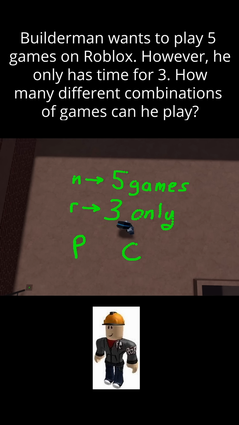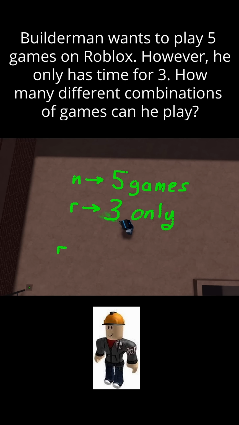So now, question of the day, permutation or combination? Well, I kind of gave the answer away in the problem by saying how many combinations, but the reason it's a combination is because it doesn't matter the order of games that he plays. If he plays Jailbreak and then Natural Disaster Survival, that's the same as playing Natural Disaster Survival and then Jailbreak in this problem. So order does not matter, therefore we use a combination. So let's set up the combination.